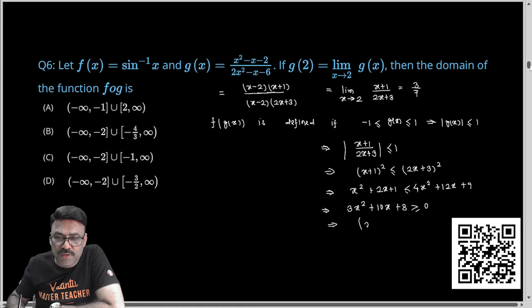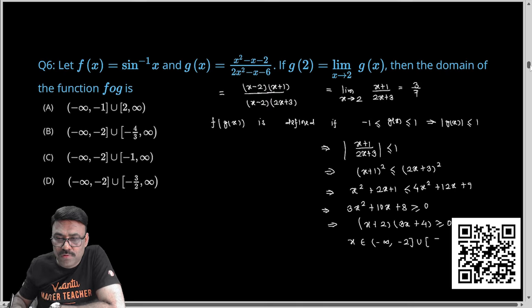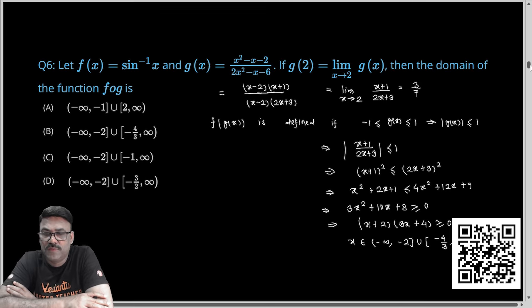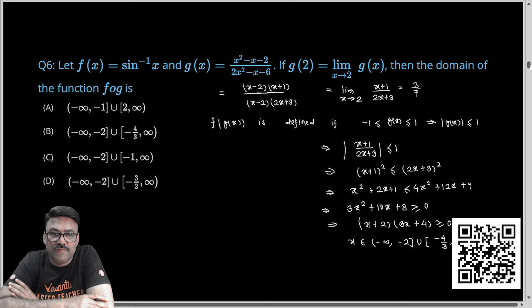It can be factorized as (x plus 2)(3x plus 4). So this gives x belongs to minus infinity to minus 2 union minus 4 by 3 to infinity. That means f of g(x) is defined when x belongs to minus infinity to minus 2 union minus 4 by 3 to infinity.